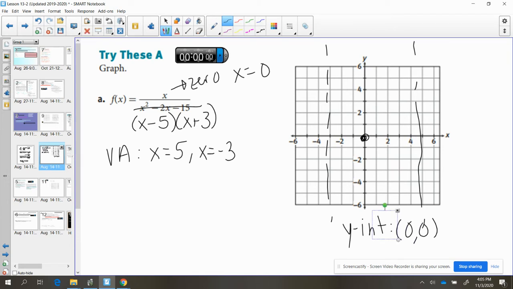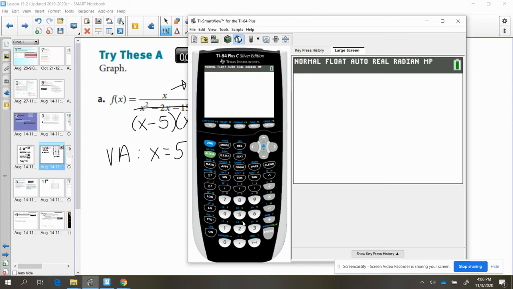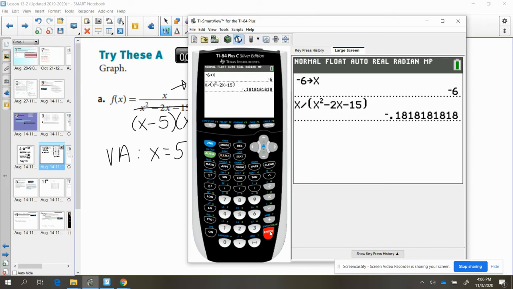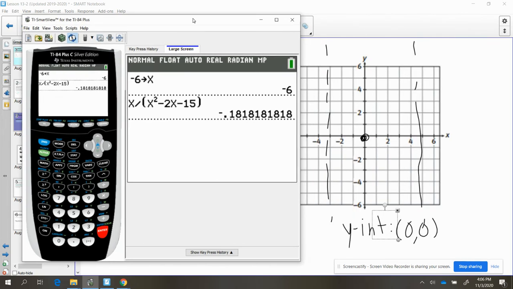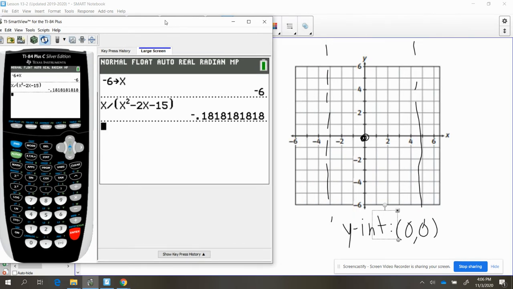So finally, we need to pick some points to test here in order to decide, okay, is my graph above, is it below? So if we just pick some of these values, for instance, -6 would be this piece of the graph. So we would plug in -6 for our x value. So I'm going to use my store button to help me out here. And then we have x divided by x squared minus 2x minus 15. And we'll see that this ends up being a negative value, so we know it's below the x-axis. So our end behavior here, probably below.